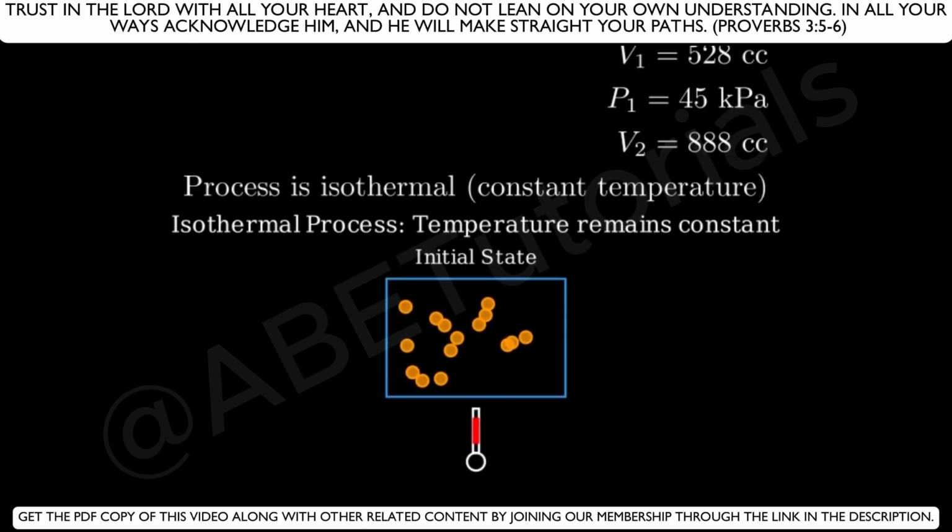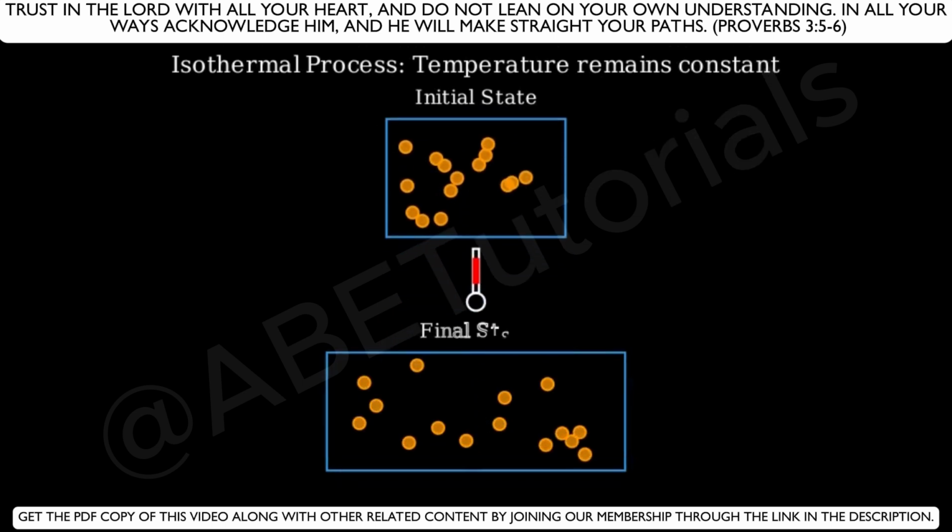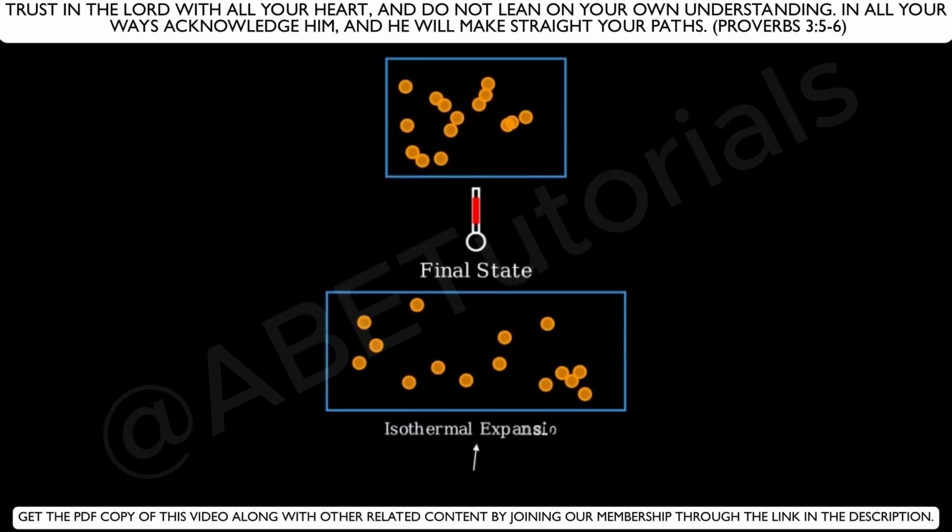Here we have a container with gas molecules. During an isothermal expansion, the volume increases, but the temperature stays constant. As the volume increases, the gas molecules have more space to move around, resulting in fewer collisions with the walls of the container. These reduced collisions lead to lower pressure.